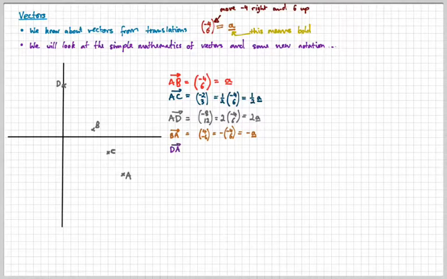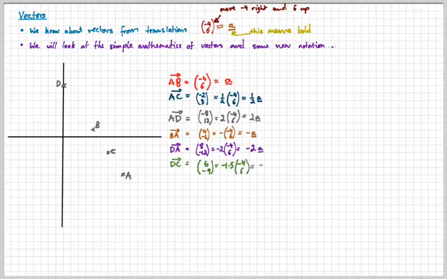How do you get from D to A? Well, this goes 8, -12. This is like -2 lots of our vector, so it's -2 lots of the vector A. One more, from D to C. Well, D to C, you can think of it as -1.5 lots of the vector A. You go 1.5 of the vector A, but in the other direction.